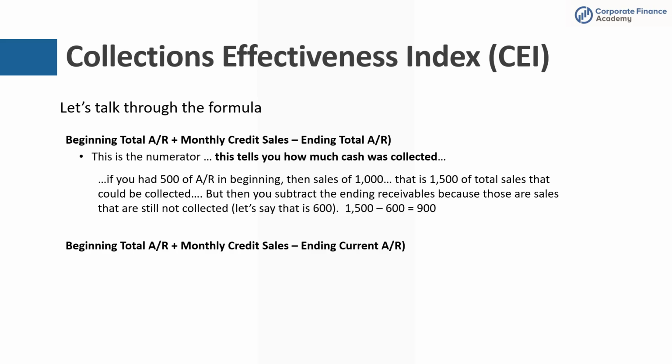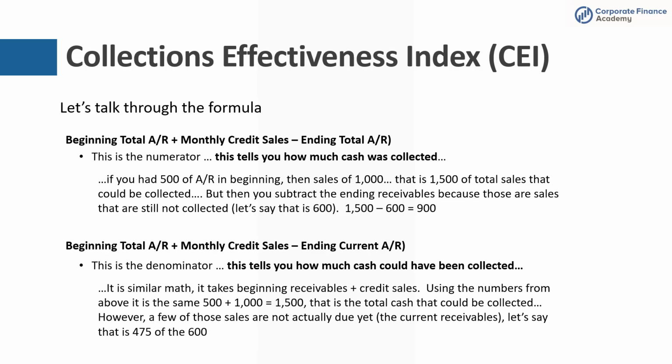Now the denominator is almost the same, except instead of subtracting ending total AR, you're only going to subtract ending current AR. And this will give you how much cash could have been collected. So it's really similar math, right? It's the same, getting to $1,500, which is the total cash that could be collected. However, the thing you have to remember is some of those sales in that ending current AR, or in that ending total AR, are still current.